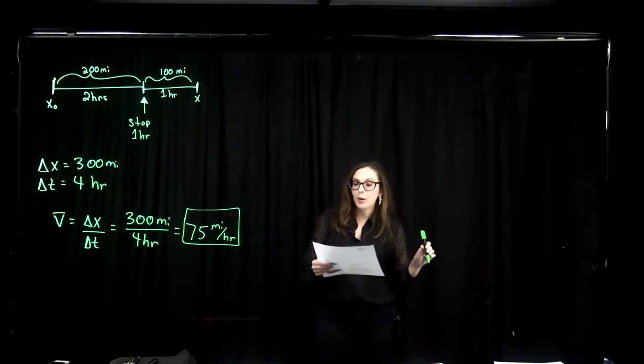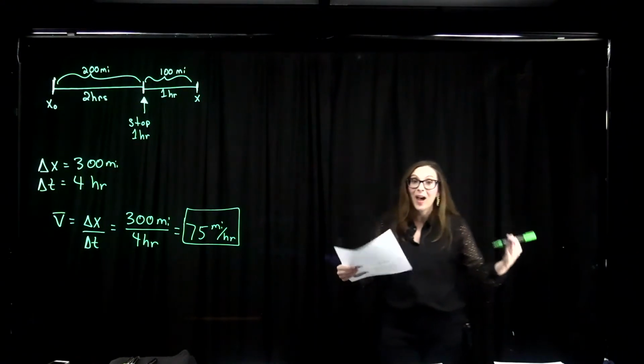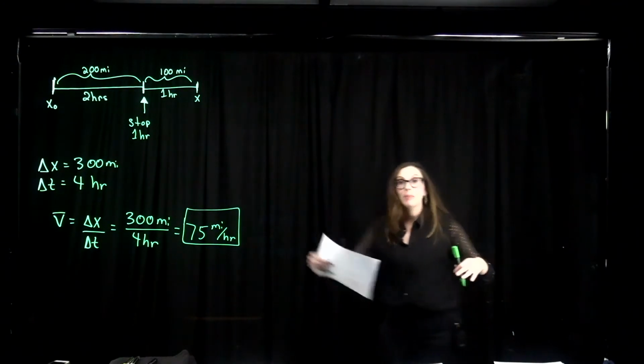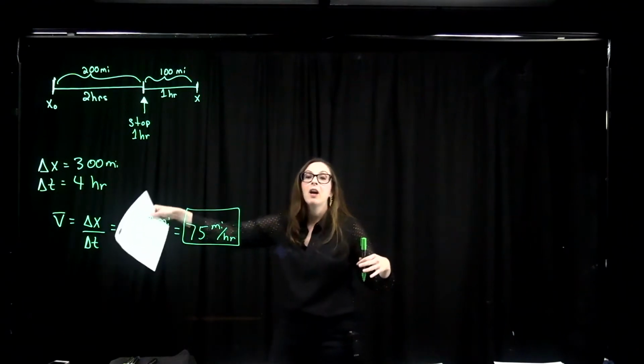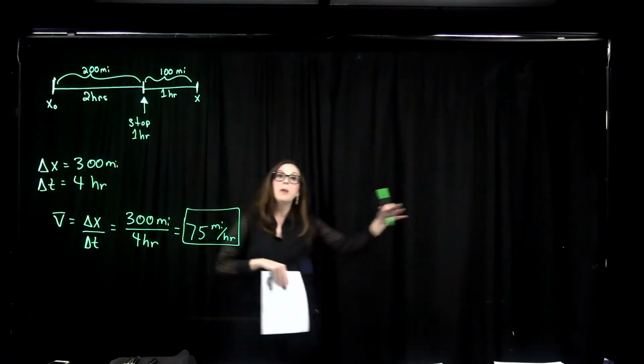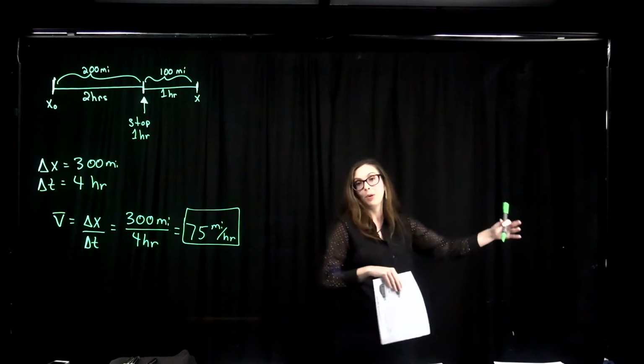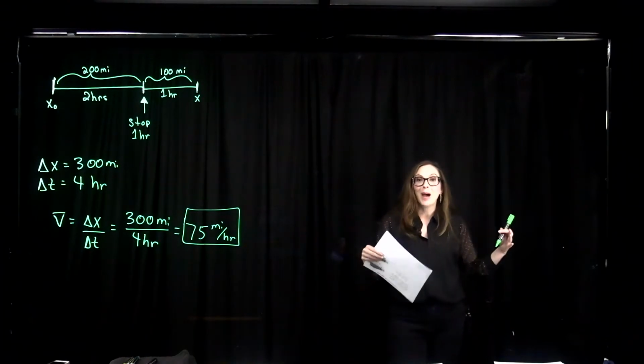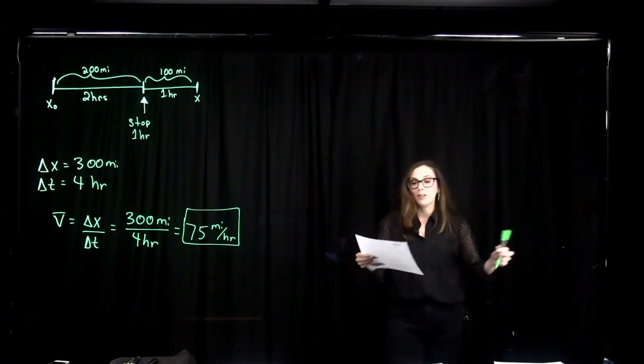Now let's think about another type of average velocity problem. This, we talked about average speed. We don't care about the direction in which we travel. Now I'm going to talk about an average velocity problem where we do care about the direction of travel.